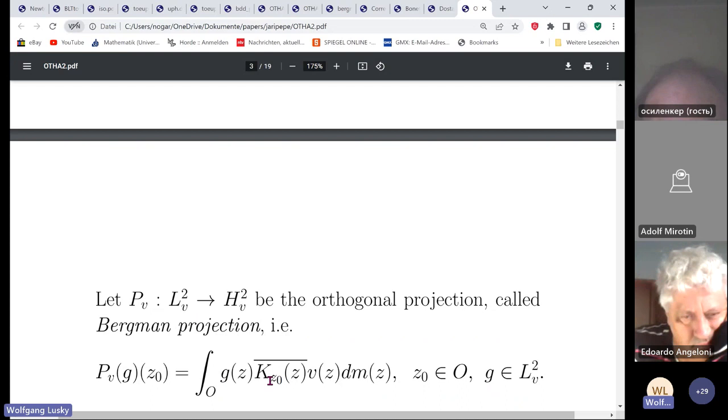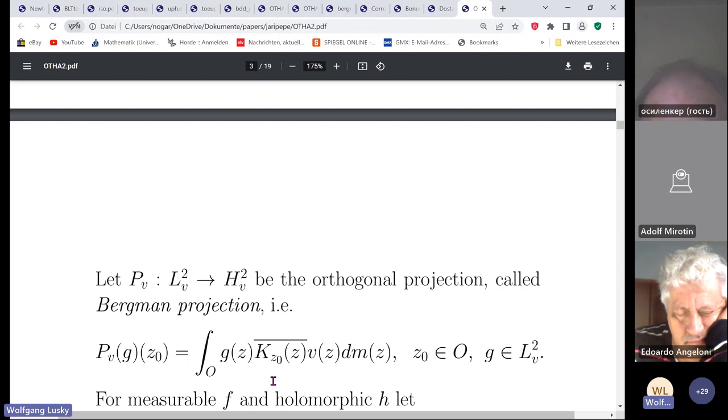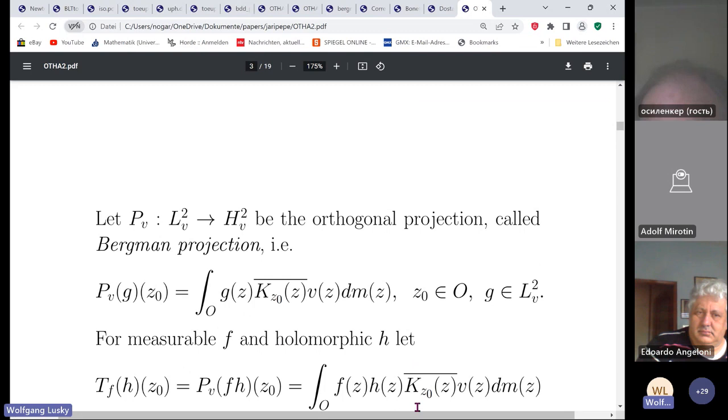Now the next thing is to introduce Toeplitz operators for measurable f, called the symbol of the Toeplitz operator in the following. If we apply the Toeplitz operator to a given holomorphic function h at a point z0 in O, this is defined to be just the application of the Bergman projection to the product of f times h at z0. So again, we get this integral here, and whenever this integral is well defined, then we call it a Toeplitz operator.